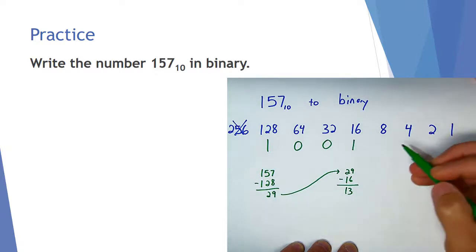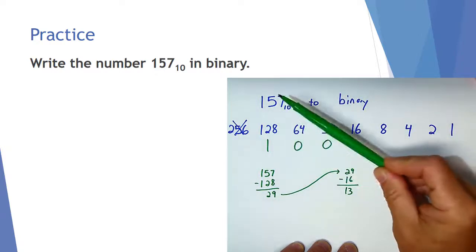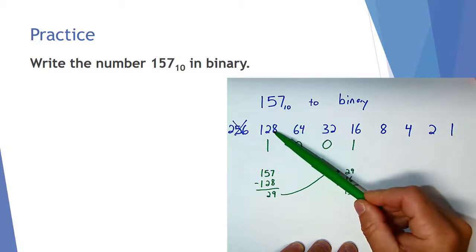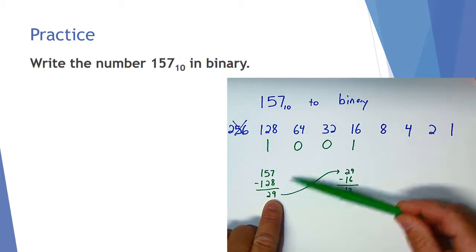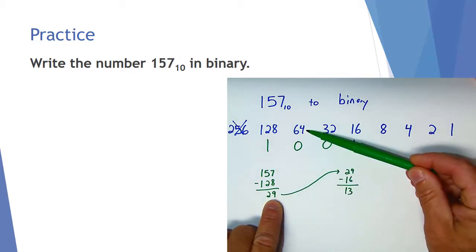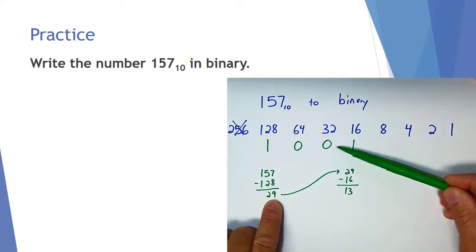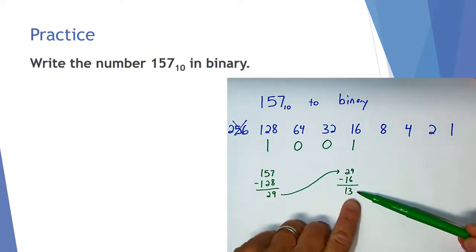Another way to think about this is think of them as being points you have to spend or dollars that you have to spend. We start out with $157. We can't buy something worth $256, but we can buy something for $128, and we'll have $29 left over. Once we have $29 left over, we say, can we afford something for $64? Nope. Can we buy something for $32? Nope. Can we buy something for $16? Well, yeah, we can. And if we do, we'll have $13 left over after we make that purchase.